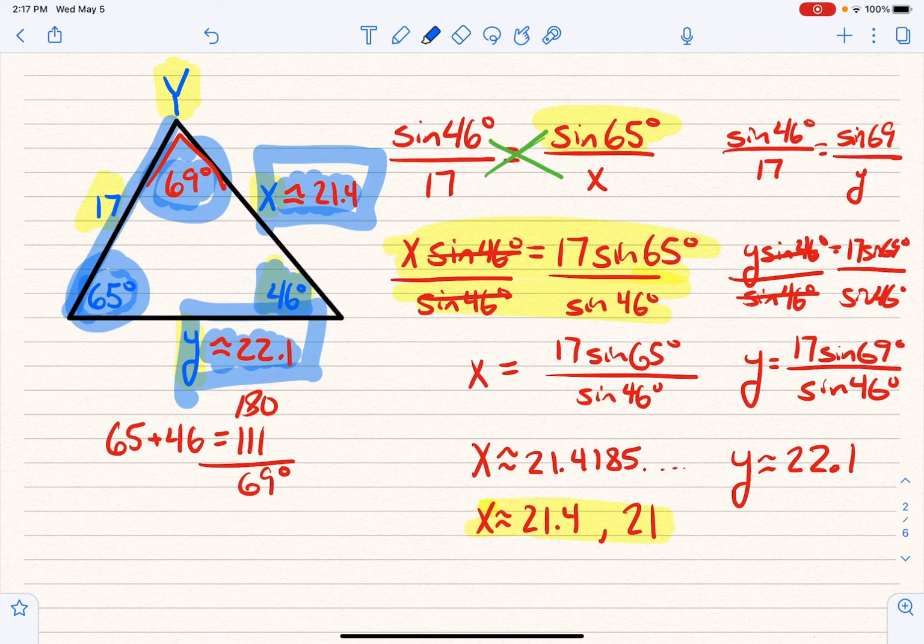Because this is almost an isosceles triangle, because it has two angles that are almost congruent. Okay? So that's what we're doing. This is the law of sines, and it is so easy. Okay, but now you get to try one.